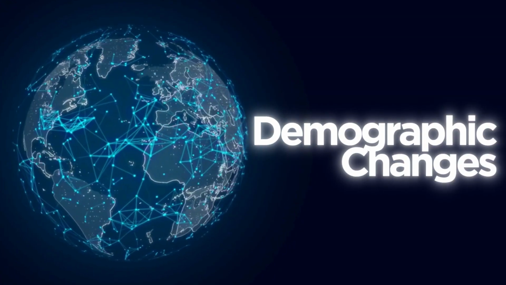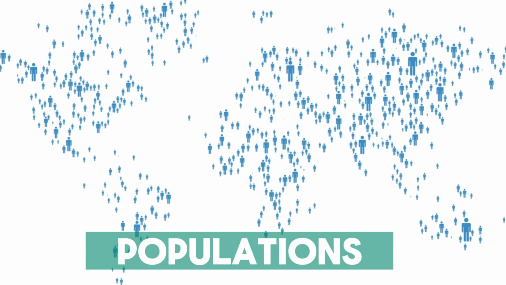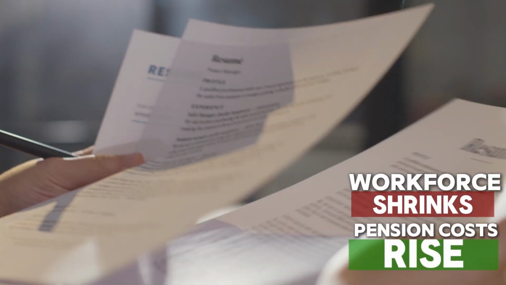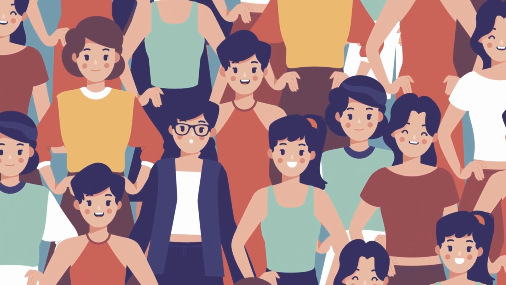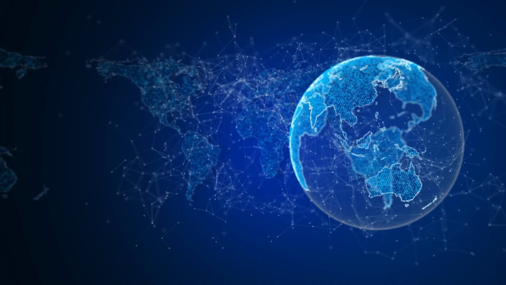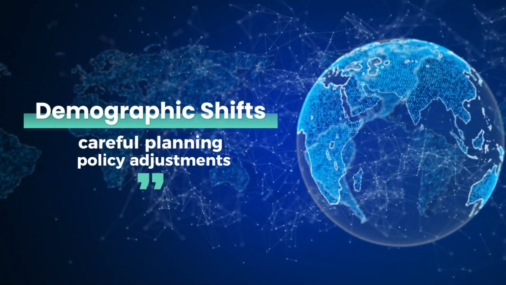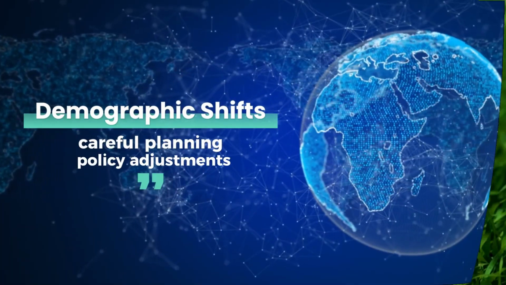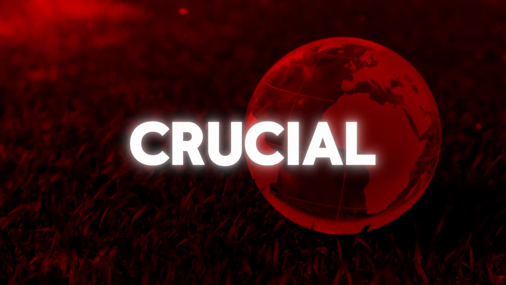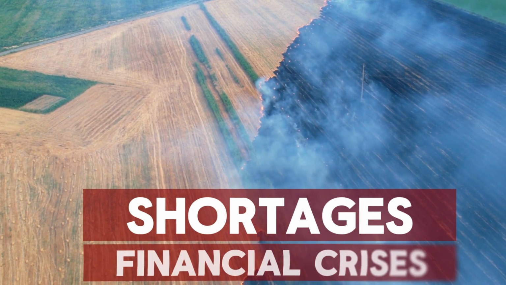Demographic changes also impact economic growth and stability. Aging populations in many developed countries pose challenges to maintaining economic growth as the workforce shrinks and pension costs rise. Younger populations in developing nations can fuel growth if well educated and effectively integrated into the economy. Managing these demographic shifts requires careful planning and policy adjustments to support sustainable development and ensure economic stability. Sustainability. Lastly, the sustainability of natural resources is crucial for long-term economic growth and stability. Overexploitation of resources can lead to shortages and financial crises.